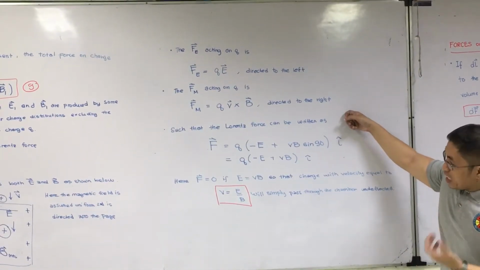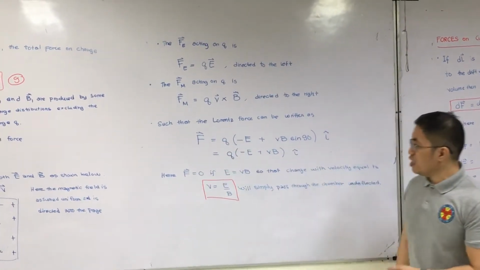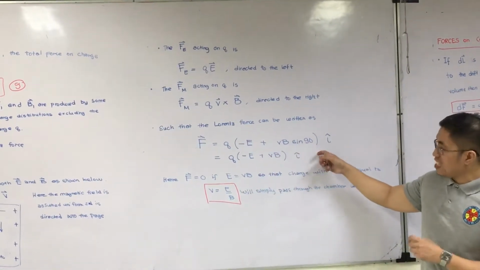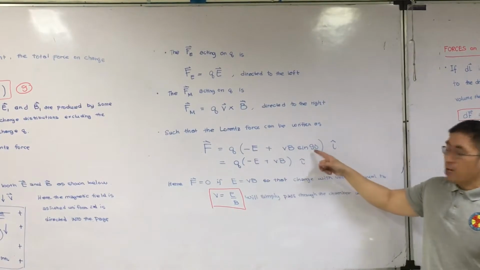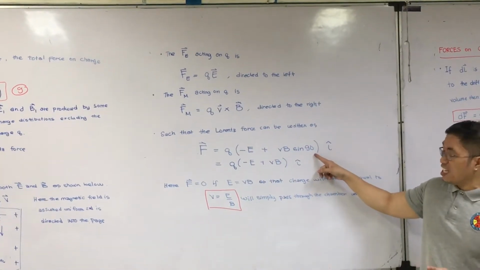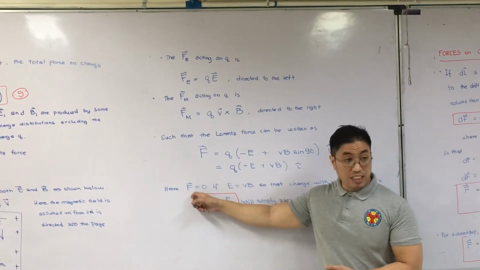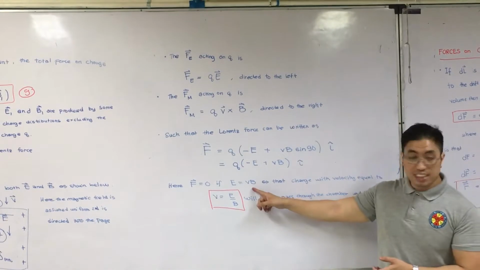Now, we can write equation 9 in this form, wherein the Lorentz force is equal to Q times (minus E plus VB sine theta). The negative sign for E indicates it is to the left, while the positive sign for VB sine theta means it is to the right. Now, if F is equal to 0, that happens when E is equal to VB.